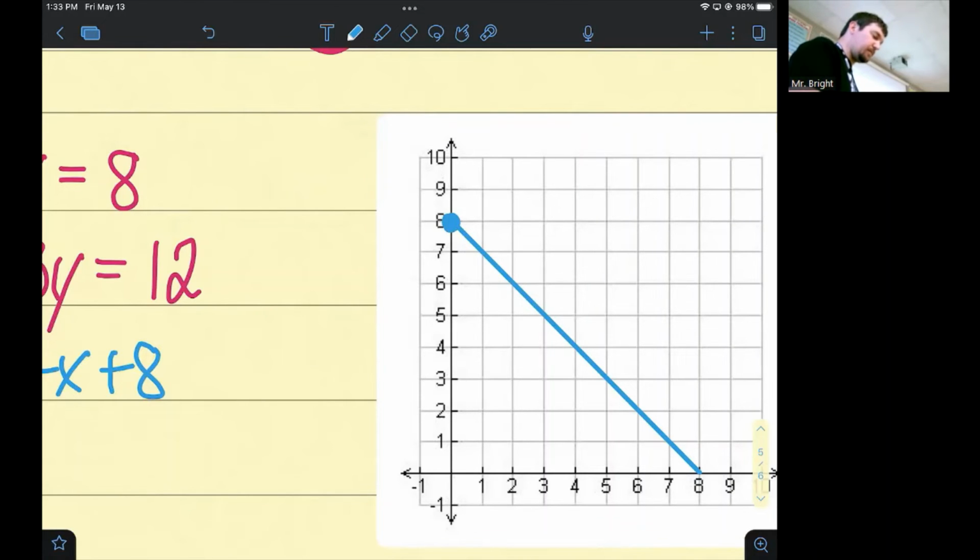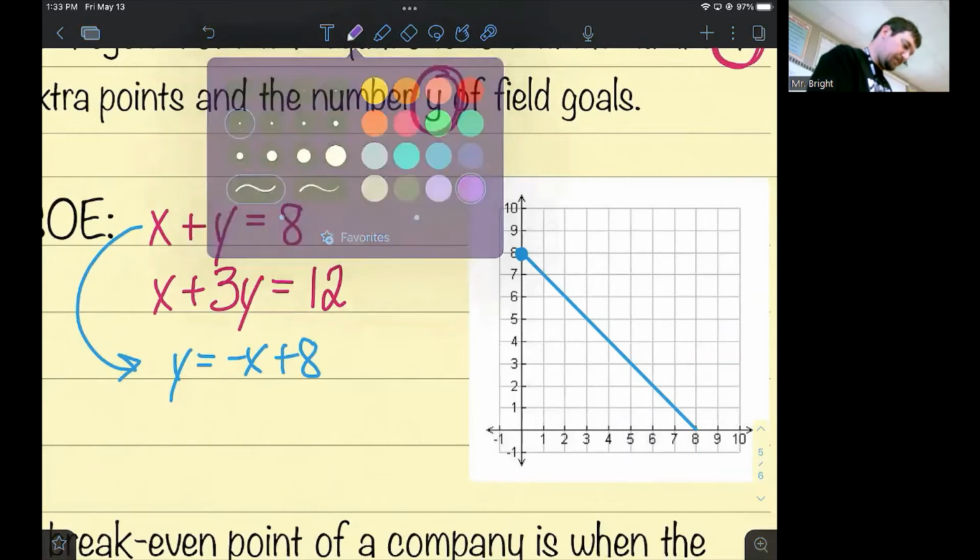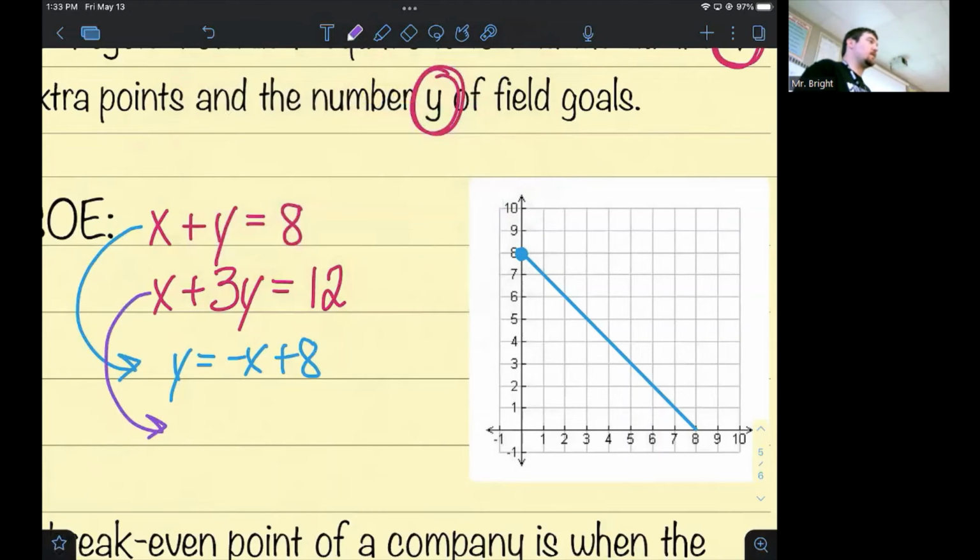So if you just told me that I had 8 kicks, that's the line I would draw. And that means I could have had 8 extra points and no field goals, 7 extra points and 1 field goal, 6 extra points and 2 field goals, all the way down to 8 field goals with no extra points. That would give me 8 kicks. But they gave us more information than that. They told us how many points we scored. So I don't need to guess how many kicks there is. I'm going to find out for sure once I graph this total points line. Okay. And so for the total points line, Lizzie, go ahead and turn it into slope-intercept form. Start with 3y.